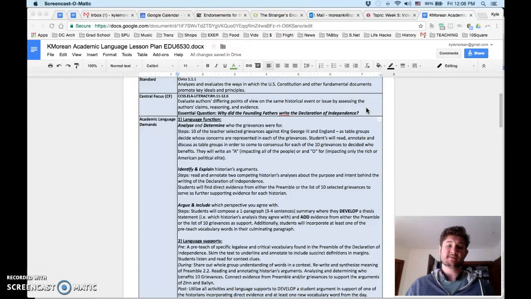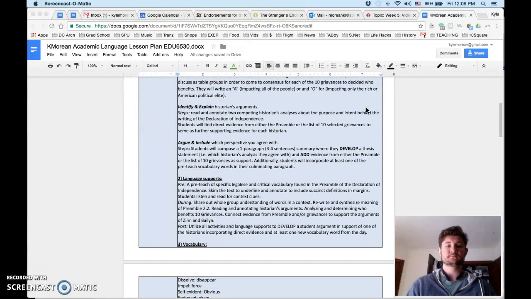So the breakdown steps to analyze and determine, students will read, annotate, and discuss as table groups in order to come to consensus about each of the 10 grievances. They'll write an A next to grievances they believe are impacting all of the citizens, and an O next to those only impacting the American political elite.